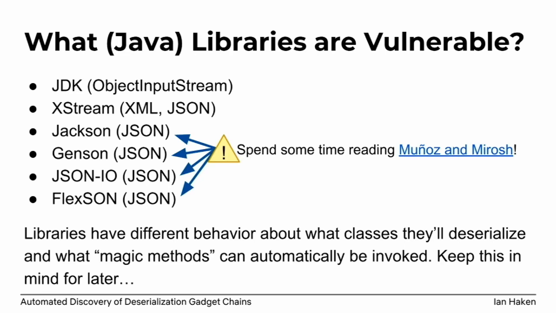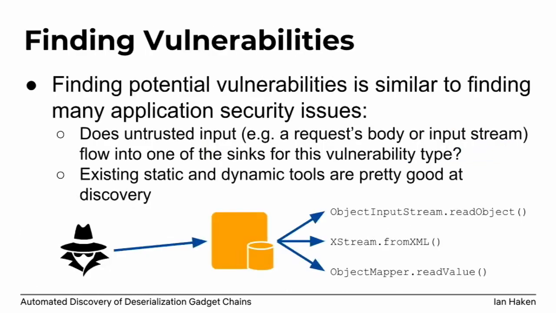All of these JSON libraries are potentially exploitable. Some of them are not by default, but with certain configuration options might end up being exploitable. So you should spend some time reading Muñoz and Miroshnikov if you're worried about those and understanding exactly how and when those are exploitable. But the point is that there are lots of different libraries, and all those libraries have different ideas about what classes they'll deserialize and what magic methods will be invoked. And so those different libraries might end up having different types of gadget chains possible. And that's something to keep in mind for later.